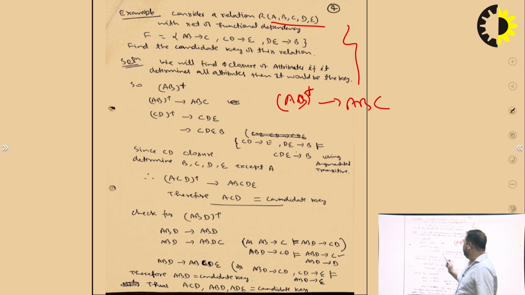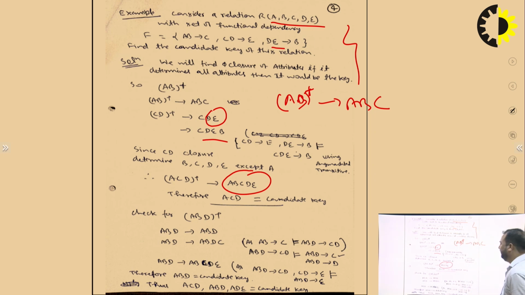Okay, similarly we would calculate CD closure. CD closure will be CDE, and DE determines B, so you could write CDEB. But A is not here. So if we determine ACD closure, ACD determines all 5 attributes A, B, C, D, E. So we can say ACD is a candidate key, and like that we can determine others.